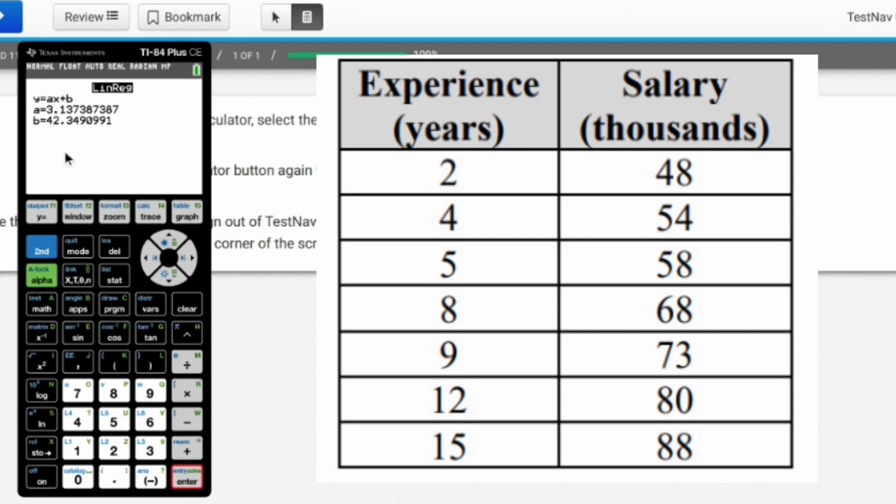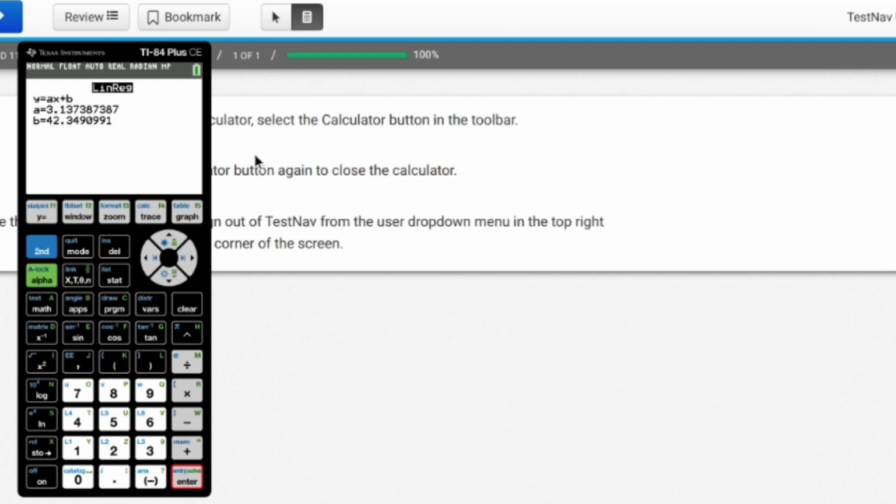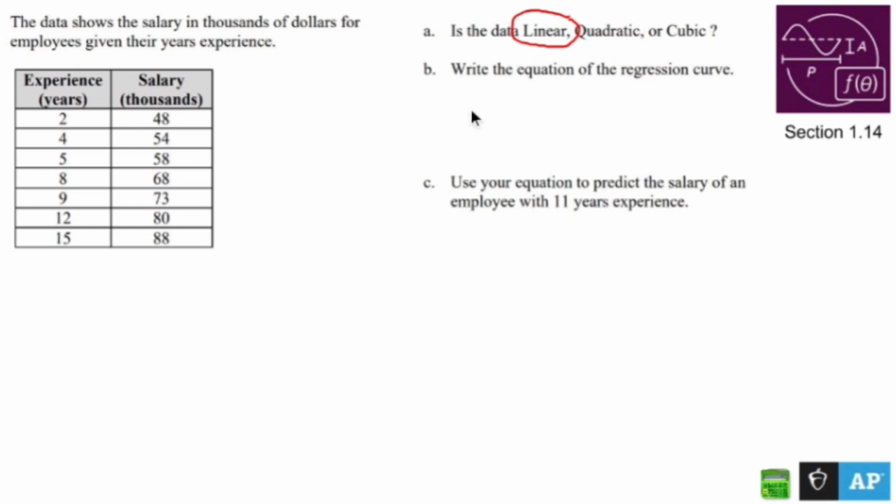And so when I round it to 3 decimal places, it's going to be y equals 3.137x plus 42.349. Mr. Calculator says that the equation is y equals 3.137x plus 42.349. That's my equation. Use that equation to predict the salary of an employee with 11 years experience.